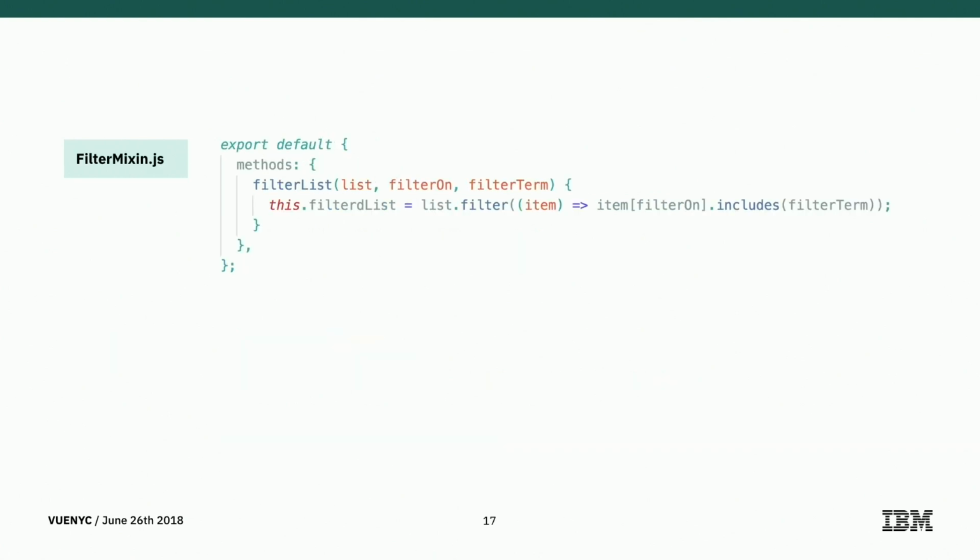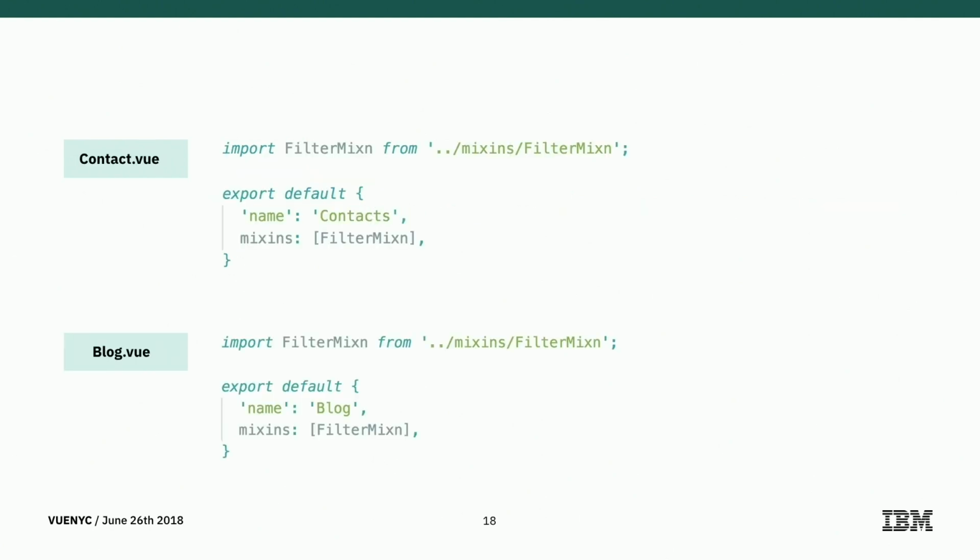So we can create a mixin and just export an object that has methods on it, and we put that filter list in there, and save it to a filter mixin JS. Then we just have to import that into each of our Vue files and give it the key of mixins and then give that mixin in there. So now we have access to that method in both of our Vue files without having to rewrite it, and then we can rewrite the method in one place if we want to change something to it.